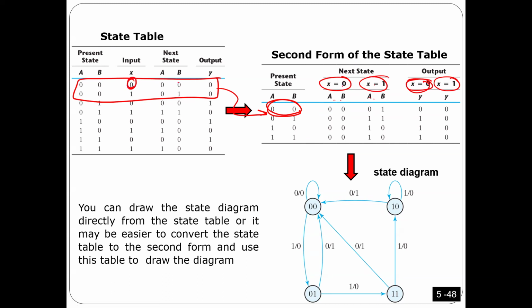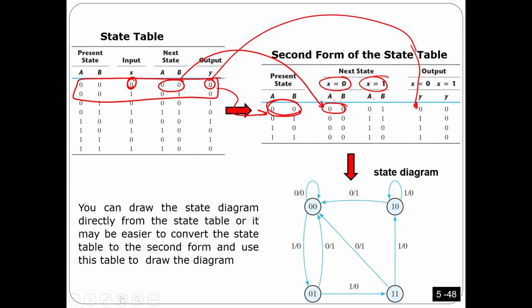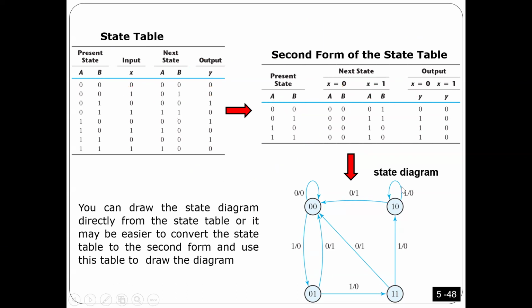So here when x is 0, I'm going to pick 0, 0 and put it here. And here, when y equals 0 when x is 0, I'm going to put it under x equal to 0. Same thing here, when x is 1, I will take this one and put it under 1. I'm going to take the output here and put it under 1. So I just changed the format of the table so that you can see, if I'm in state 0, 0, the next state will be 0, 0 when x is 0, or next state is 0, 1 when x is 1.